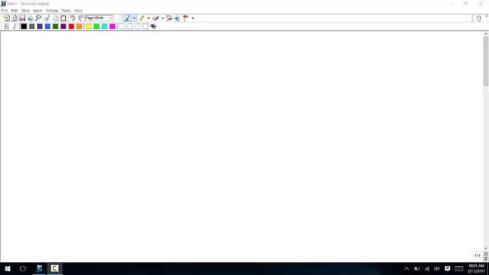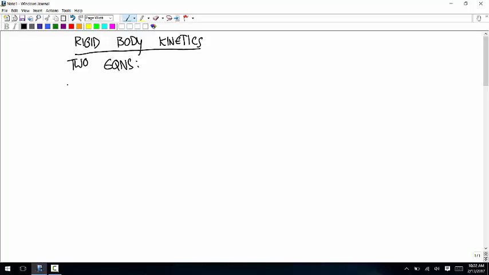Okay, so we started rigid body kinetics. And there are two main equations for rigid body kinetics. The first one is Newton's second law. And it says that if you add up all the external forces on an object, that's equal to the mass of the object times the acceleration of the center of mass.